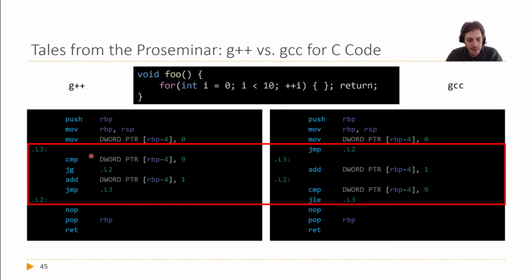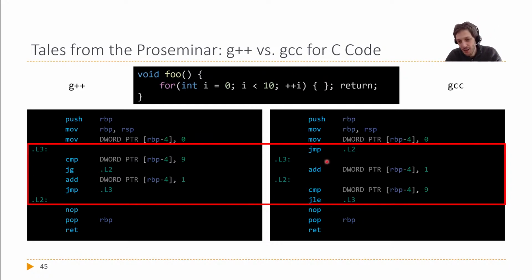So for the G++ case, what the compiler is doing is first issuing a compare, and then it checks whether the content is greater than a certain value. If yes, we jump to L2, which means we jump out of our loop. So it doesn't really check whether we want to stay inside the loop, it rather checks whether we want to move outside of the loop.